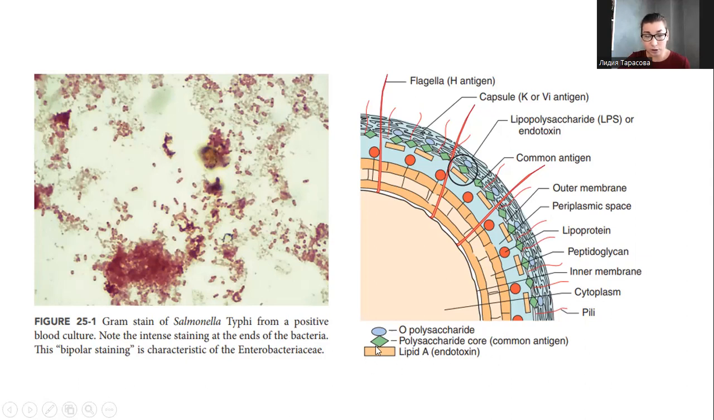Lipid A is an endotoxin. It can cause high temperature because endotoxin is a pyrogen. Also, it can influence blood pressure and cause lower blood pressure. And lipid A also influences the vessels, the small vessels. All gram-negative bacteria, all Enterobacteriaceae members, have lipid A and endotoxin.